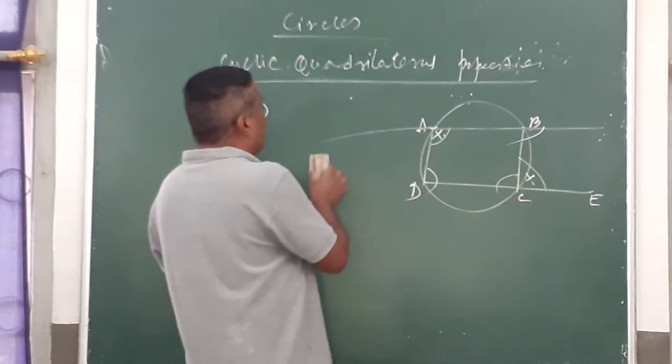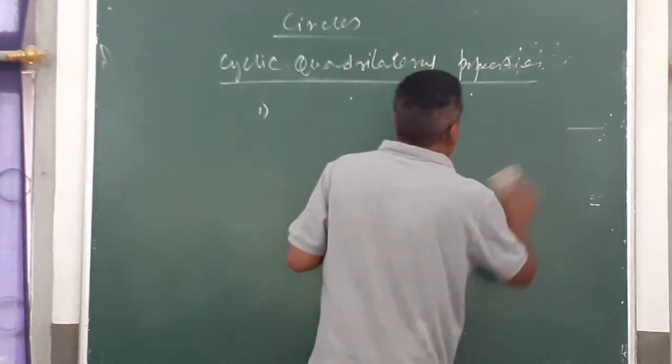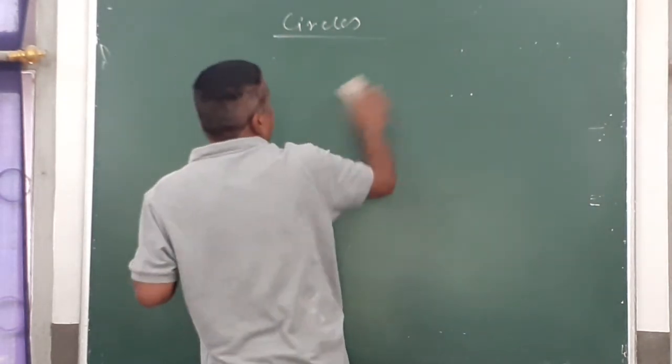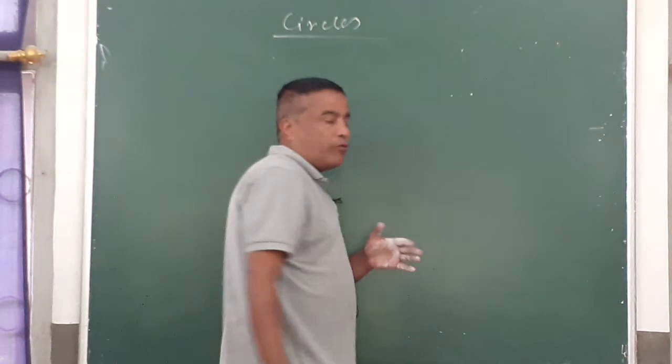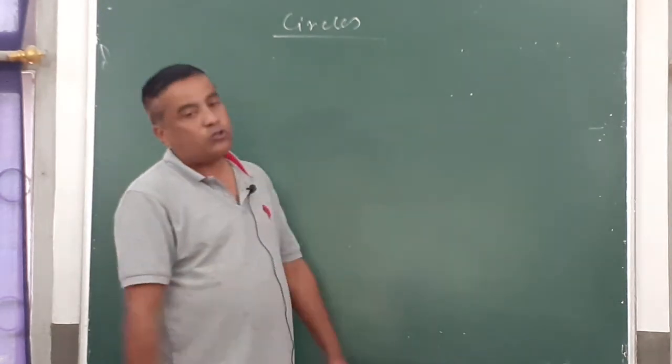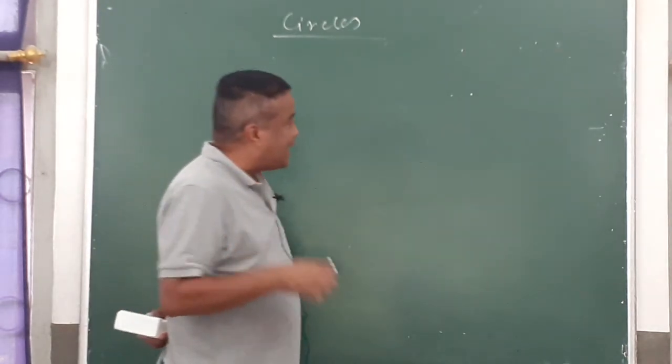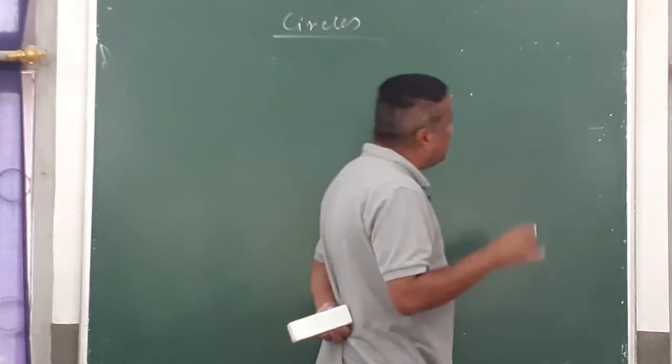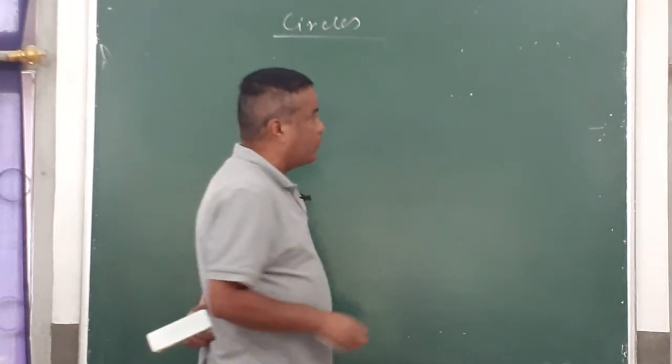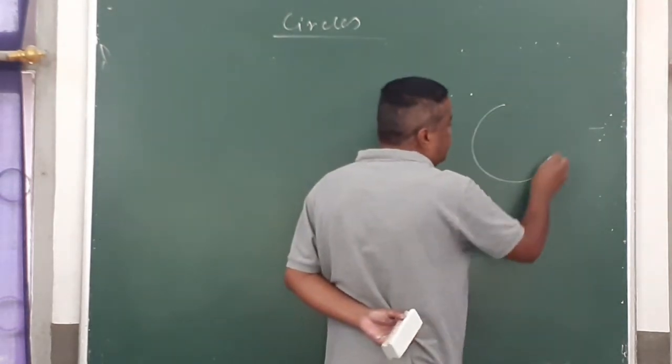So with this, the cyclic quadrilateral properties are done. Now the important one is tangent. Before starting tangent property, first you have to know what you mean by tangent, because this word tangent is totally new for you. Suppose this is a circle.